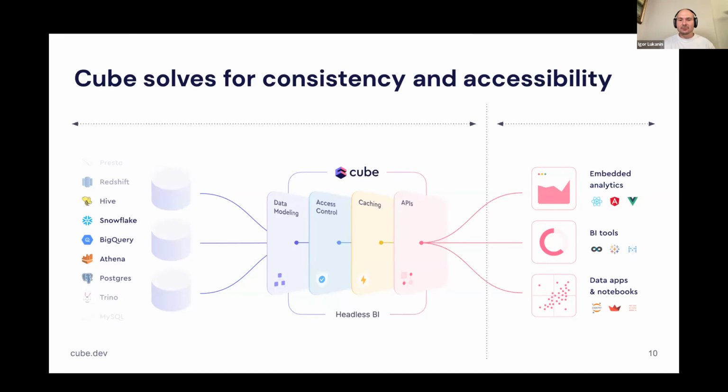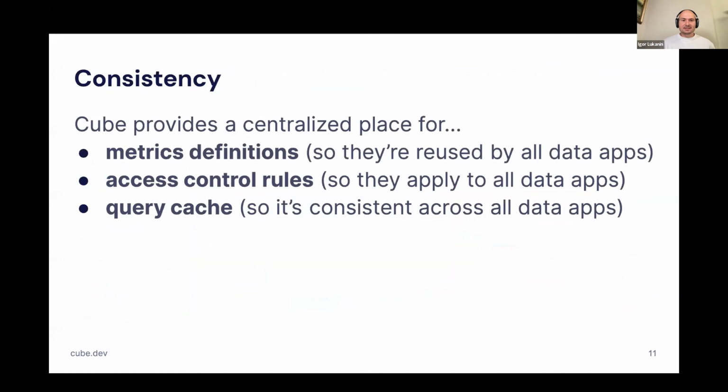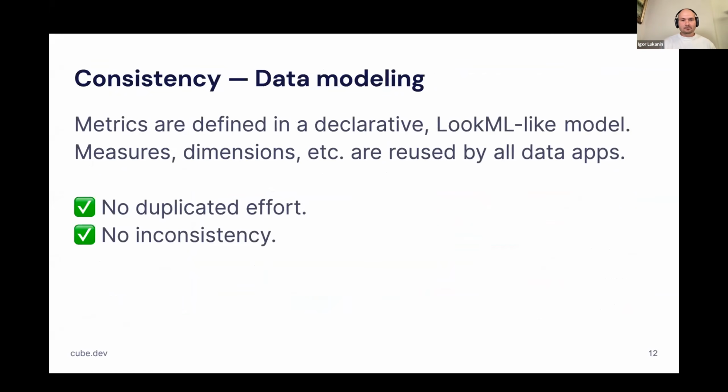Cube provides a centralized way to access the data, define the metrics, and make sure the data is secured with the access control layer. It also makes sure the data is accessible in milliseconds rather than seconds and minutes, which is not so uncommon in the not very modern part of the data space, and then delivers those metrics to the data consumers. So this is what you can expect in terms of consistency because of the position that Cube has in your data stack. And let's do a deep dive into data modeling.